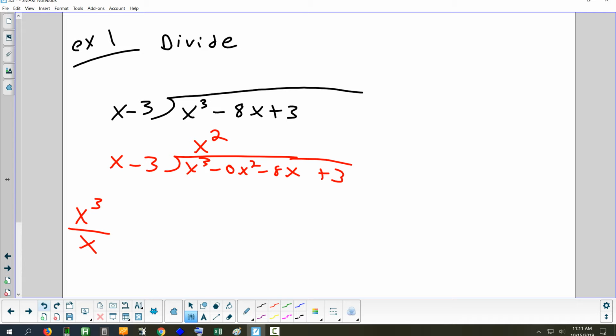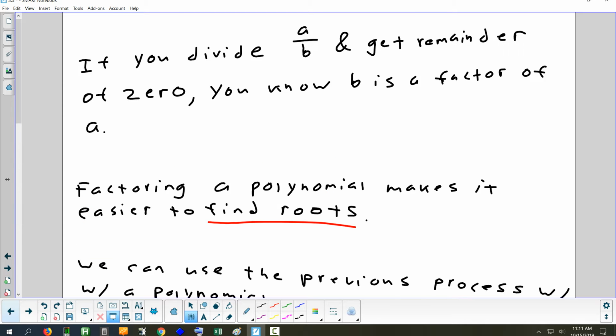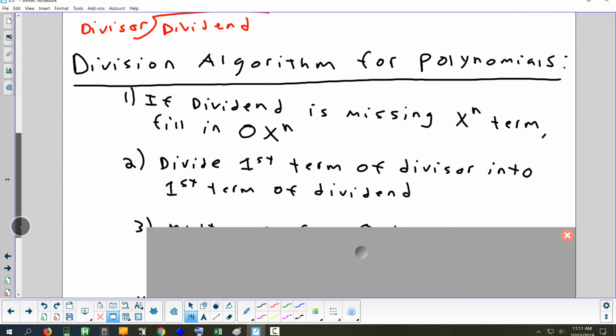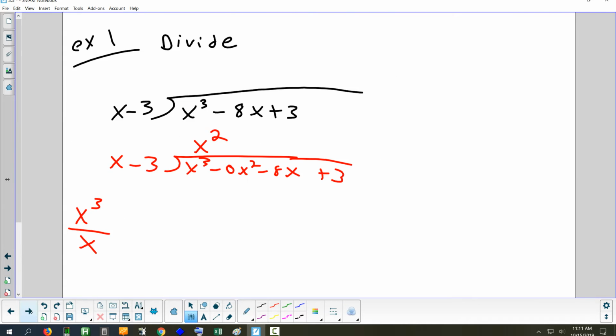That's the second step. Okay, I've divided the first term of the divisor into the first term of the dividend. Is that how you write it? Yes? Yep. With it like above? Doesn't matter where you put it up top here. What's going to matter is what I do next as far as lining things up nicely. You can put the x squared anywhere you want up above.